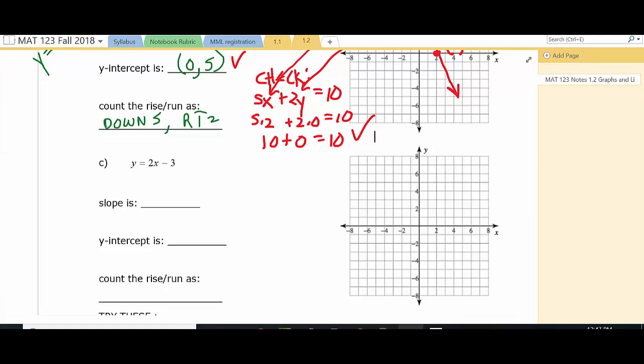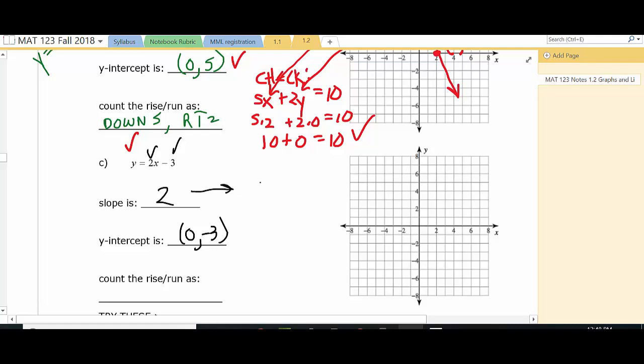Okay, let's take a look at this one. Is this already solved for y? Yes. So tell me what the slope is. 2. Tell me what the y-intercept is. Negative 3. So you want to write that as the point 0, negative 3. Okay, so that's automatic. There's your slope. There's your y-intercept.